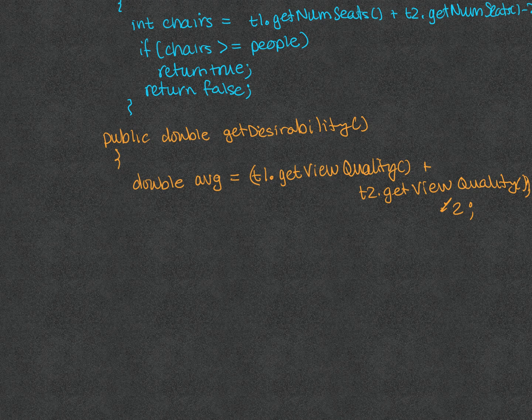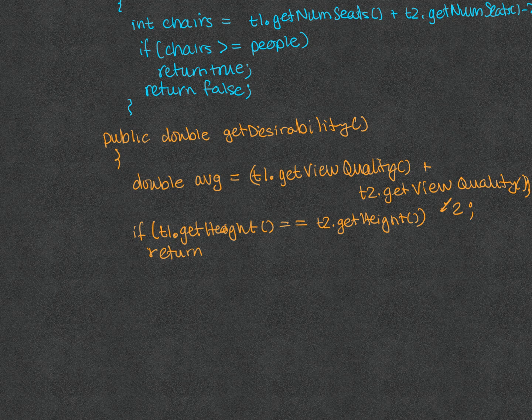Otherwise, we take the average and subtract 10. So if T1.getHeight equals, these are integers or doubles, so we can use equals, T2.getHeight. If the tables' heights are equal, we just return the average. Else, you're going to return the average minus 10. And that is the class question.